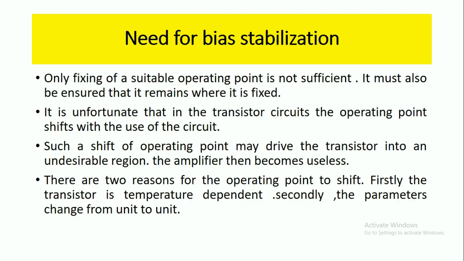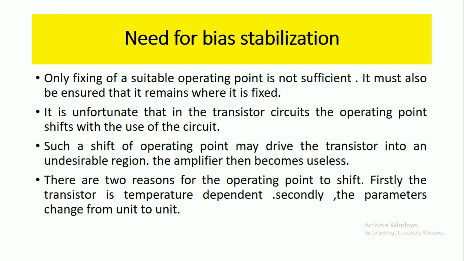The next topic is the need for bias stabilization. Here, fixing a suitable operating point is not sufficient. It must also be ensured that it remains where it was fixed. That is, once the operating point is fixed on the DC load line, the position of the operating point should not change. Unfortunately, in transistor circuits, the operating point shifts with the use of the circuit.